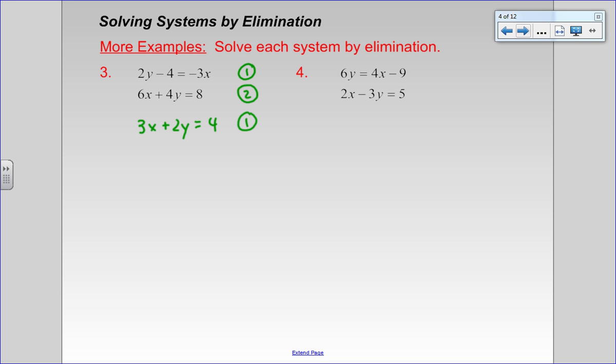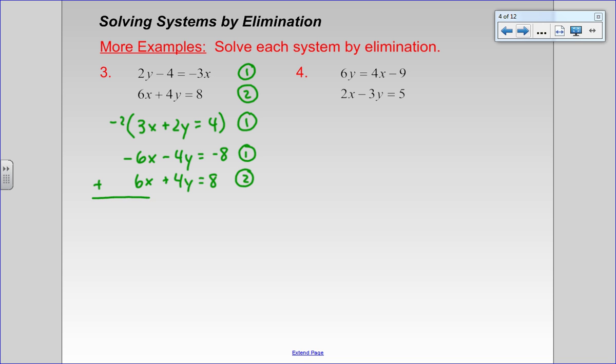Now that both equations are in standard form, we look for opposite coefficients. Since we don't see any, we need to multiply one of our equations, or both, by a constant. In this case, the simplest way to obtain opposite coefficients would be to multiply equation number 1 by negative 2. So now for equation number 1, we have negative 6x minus 4y equals negative 8. Recopying equation 2 from above, we have 6x plus 4y equals 8.